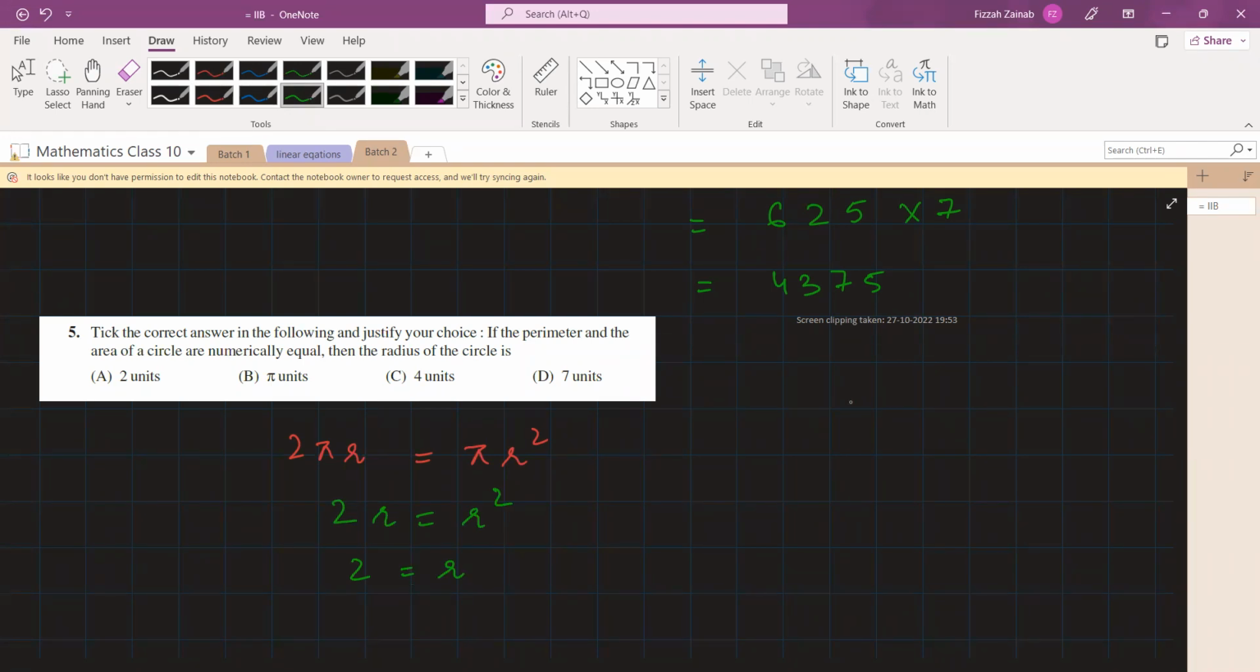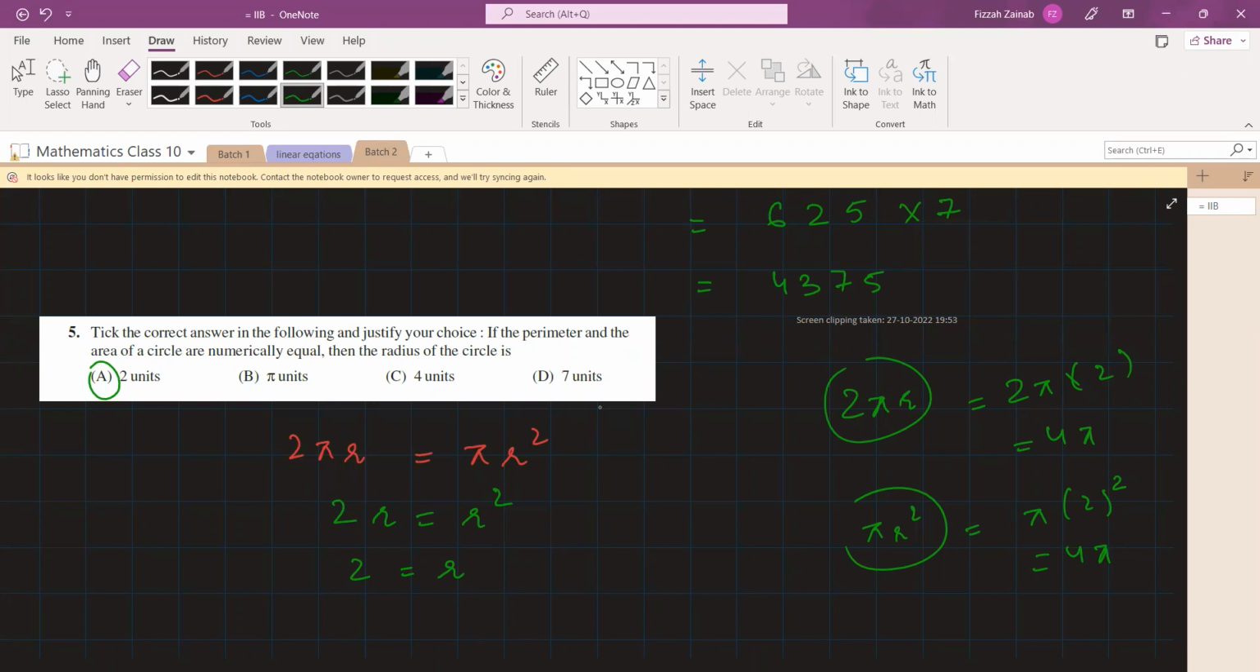You can also check like this. The perimeter is 2 pi r, right? So you put the values one by one. First I put r equal to 2. What do you get? 2 pi into 2, so you get 4 pi, correct? Now pi r square. If I put r equal to 2, I get pi times 2 square, which is again 4 pi. So for this value of r, my perimeter and my area are equal. Obviously, for the rest of the three options, you will not get this. So the correct answer is A.